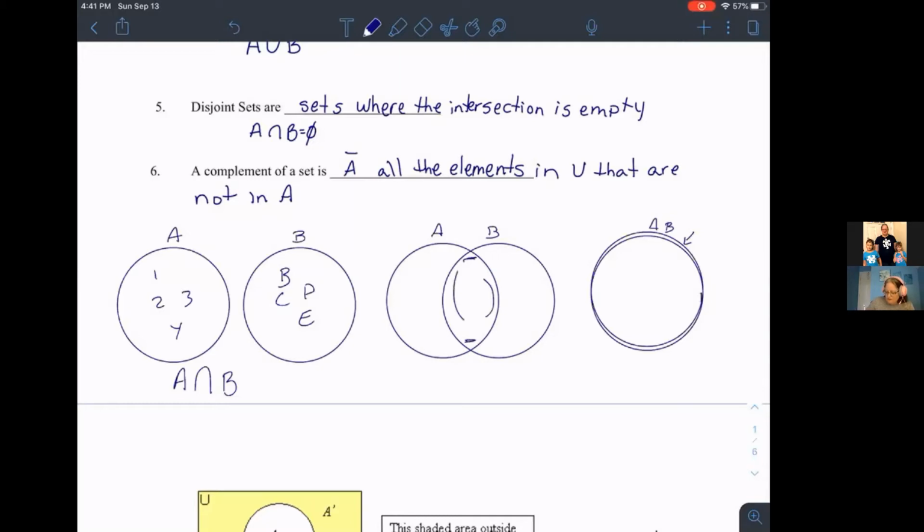So let's say we have 1, 2, 3, 4, 5, and 6. So they both share in their sets the 2 and the 5. So that would be A and B. It says A and B might have some elements in common.